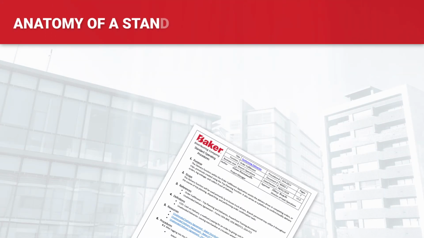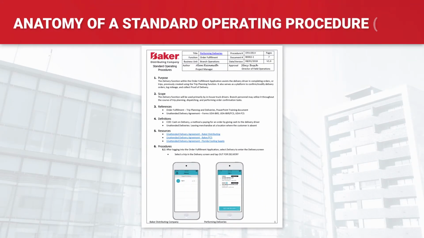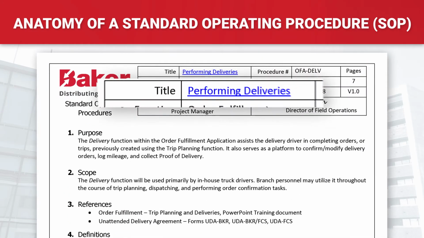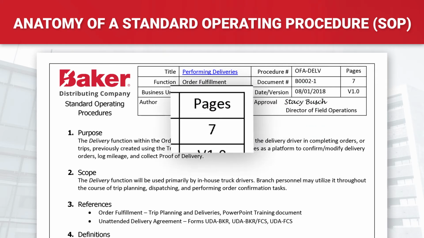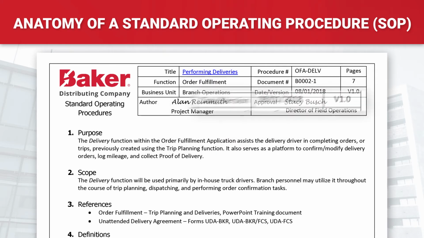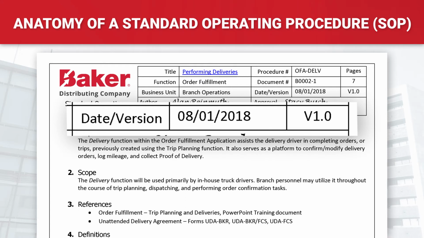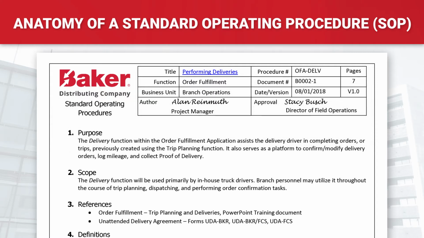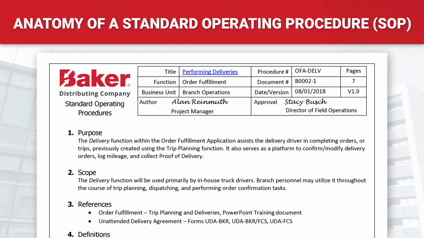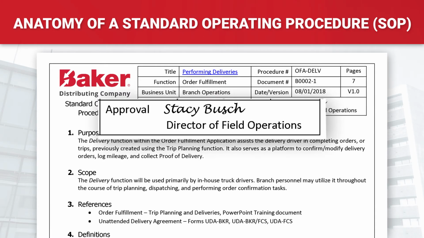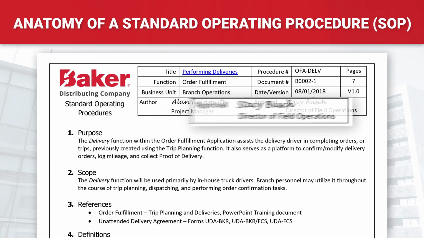Let's go over the information you will find in the SOP. The document title. The title is the process being performed. The number of pages included in the document. The date it was authored, and the version. Changes and updates to the process will be reflected using a different version number. The author. This is the manager responsible for the process or the manager who authored the work instructions. You also see the manager responsible for approving the set of work instructions.